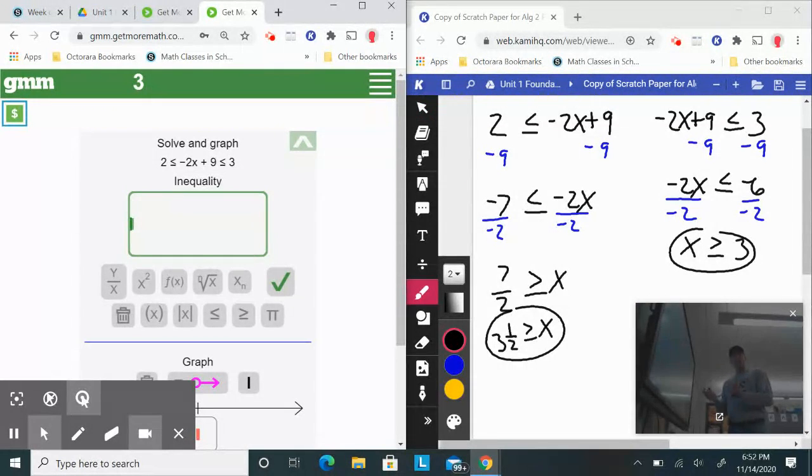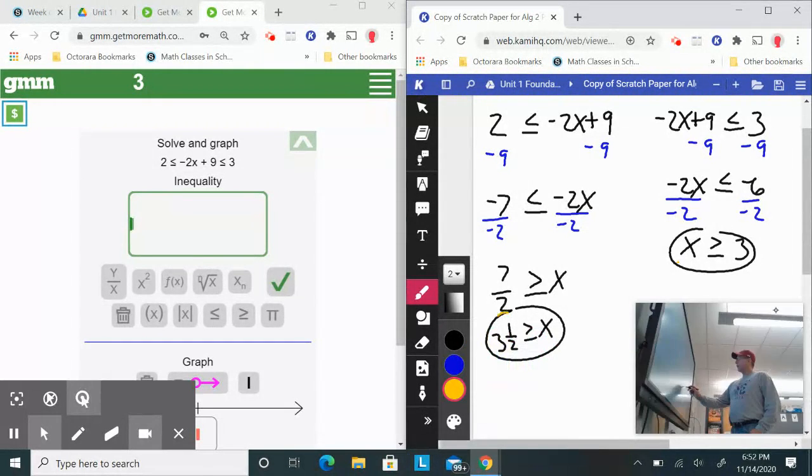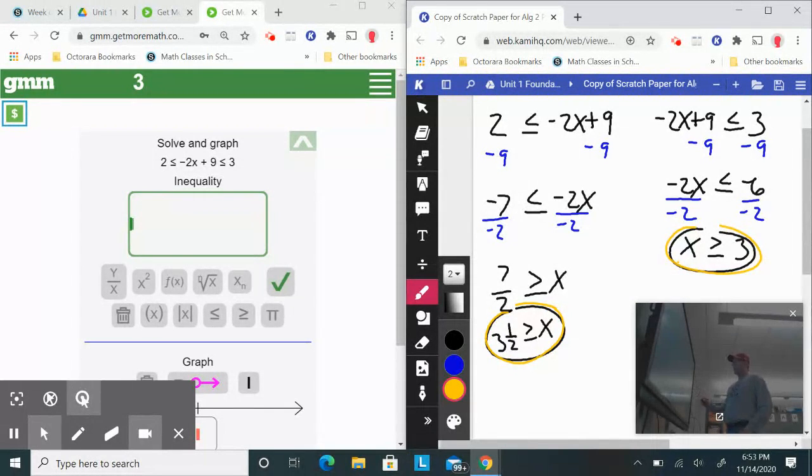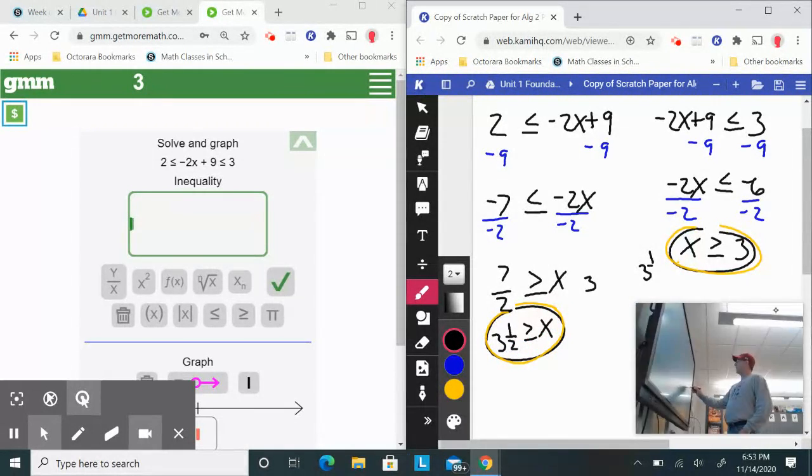All right, so I solved both parts. And since it's an and, I need to look at the 3.5, which is 7 divided by 2, is greater than or equal to x. Then I look at the x is greater than or equal to 3, and the 3 is less. So I'm going to move that in the front. I'm going to kind of combine these. I'm going to put 3 first, I'm going to put 3.5 last. Then x has to be in the middle.